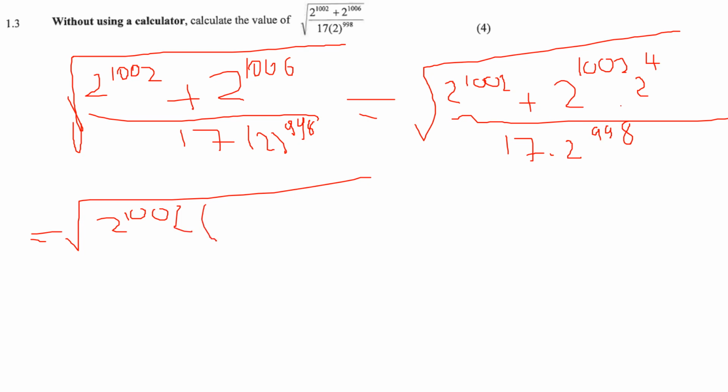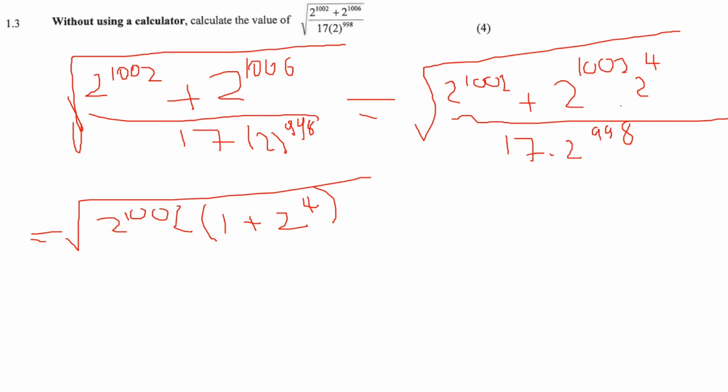That means you're going to be left with what? With 1 plus 2 to the power of 4. Okay, because now when you take out the common factor here, this one goes out. When you multiply, it's going to give you 2 to the power of 1002, and then when you multiply there, it's going to give you 2 plus 4 there, it will get you to 1006.